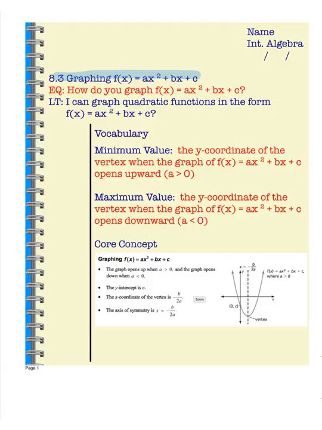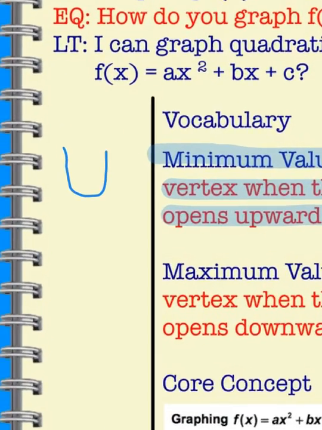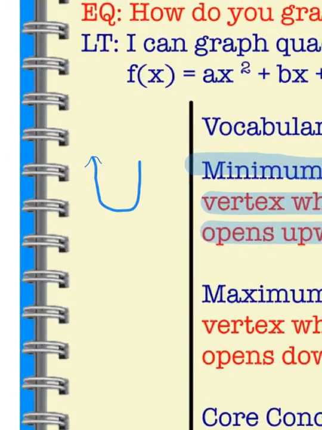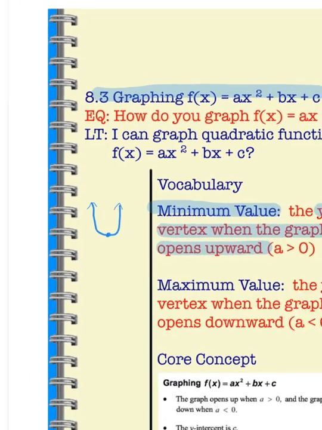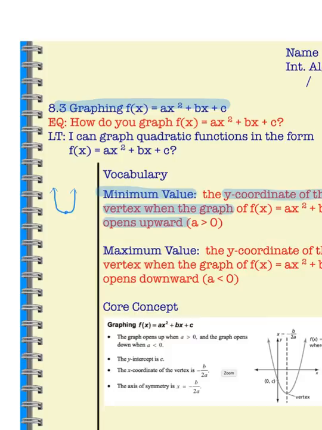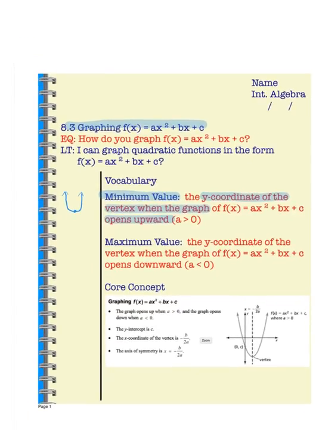All right, so our vocab for today, we have minimum value, which is the y-coordinate of the vertex when the graph opens upward. So when you have a graph that's a parabola, it'll look like that. It opens upward. The vertex would be here. It's the y-coordinate of that vertex. That's called a minimum. And it's going to be a minimum when a is greater than 0, or when a is positive. That's that first number, that leading coefficient.